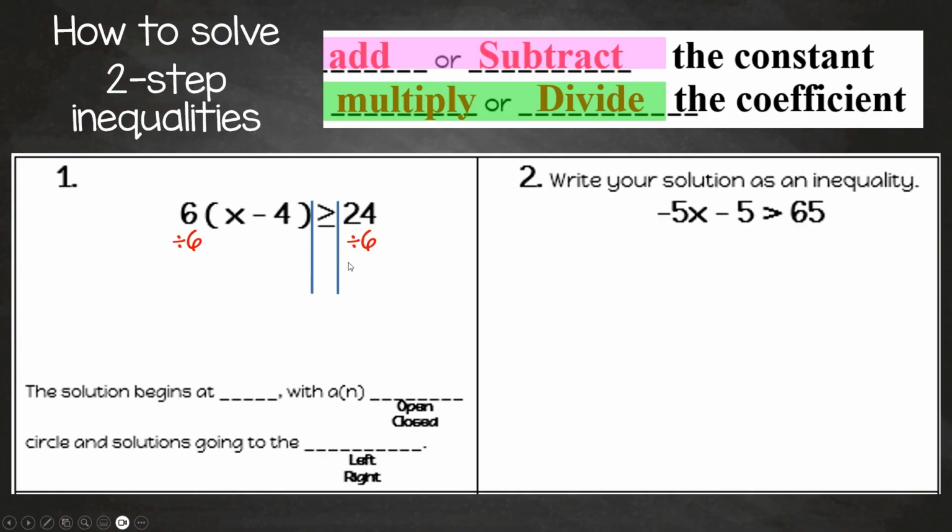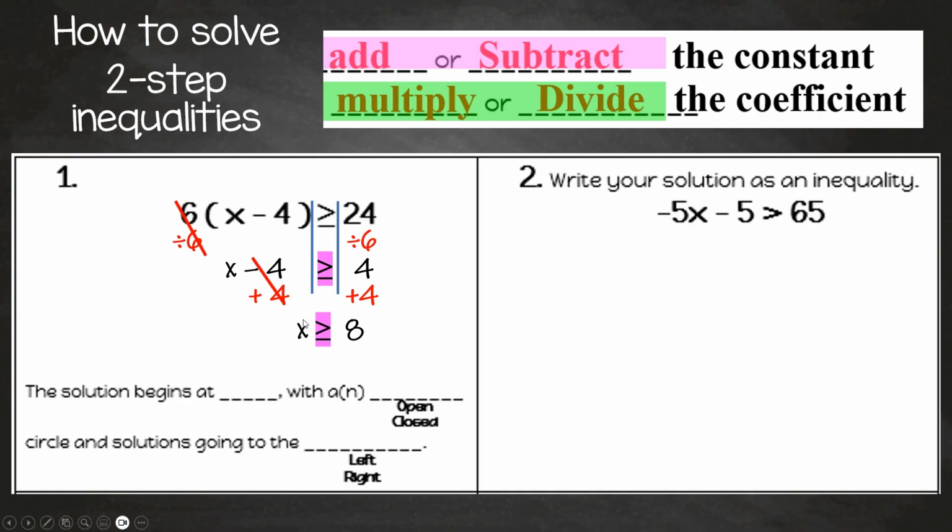All right, so in this first question, we're going to divide by 6 because 6 is the coefficient to the parentheses x minus 4. When I divide by 6, I am left with x minus 4 is greater than or equal to 4. Then we have this constant, -4, so we're going to add 4 to both sides, and x is greater than or equal to 8.